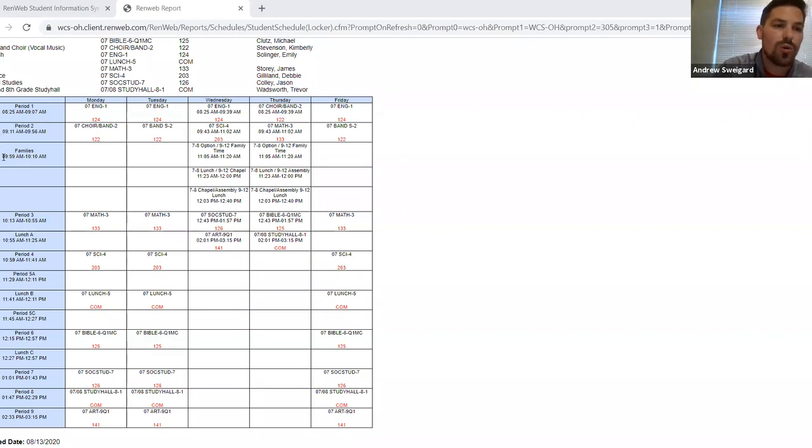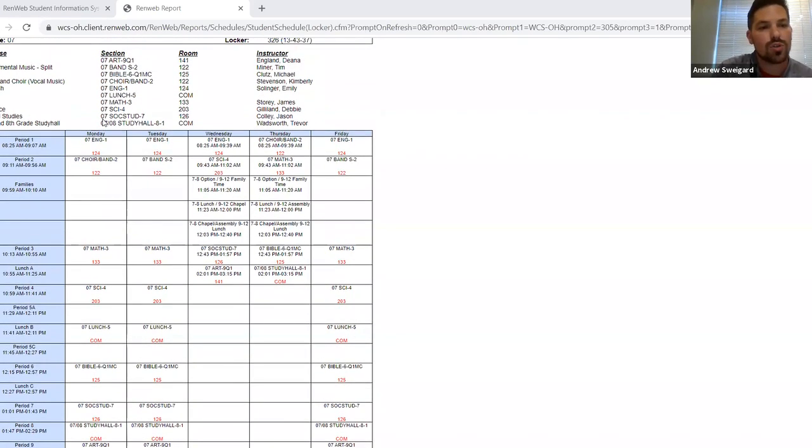So it shows you period by period over here, and your classes are in these cells here, and the red number is the room number. So first period, she has English from 8:25 to 9:07 in room 124. If you want to see who the teachers of those classes are, you just come up here and you see English 124. That's Emily Solinger, Miss Solinger.